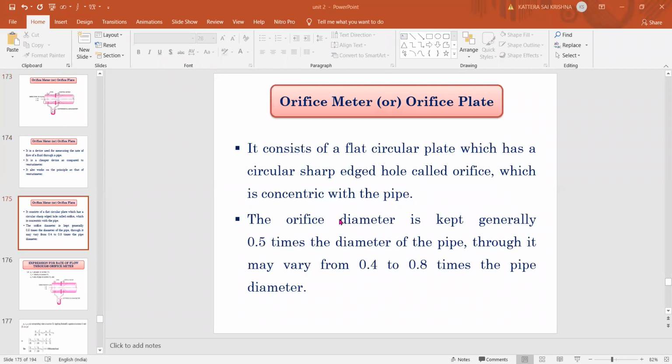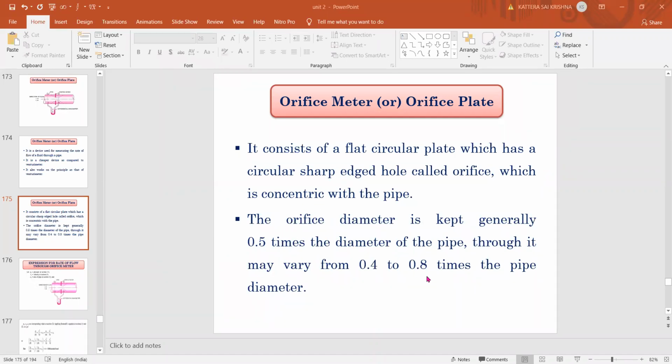So here, next point, it consists of a flat circular plate which has a circular sharp edge hole called orifice. The hole is called the orifice, which is always concentric with the pipe. Concentric means the center of the hole as well as the center of the pipe will lie on the same axis, and they will coincide with each other. That is what the word concentric means.